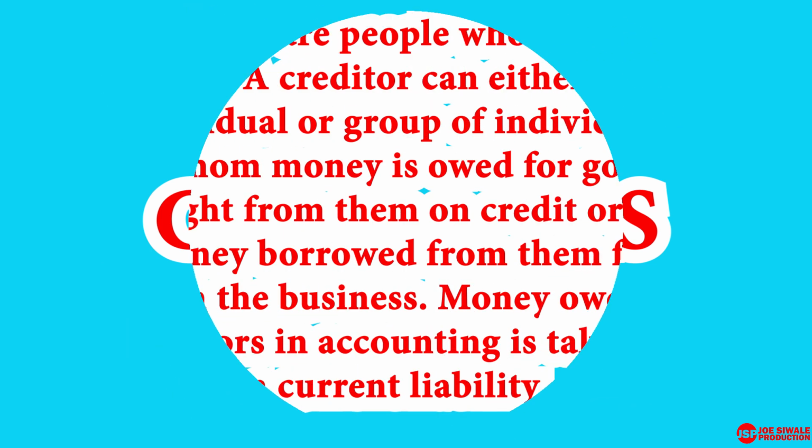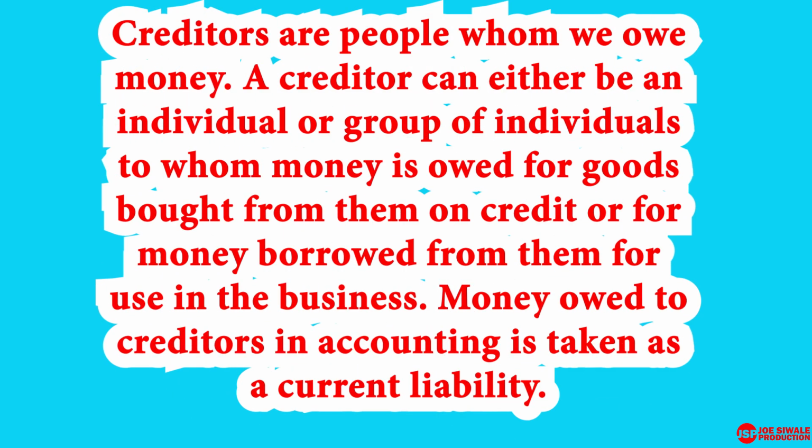Let us now look at creditors. So creditors are people whom we owe money. A creditor can either be an individual or group of individuals to whom money is owed for goods bought from them on credit, or for money borrowed from them for use in the business. Money owed to creditors in accounting is taken as a current liability.